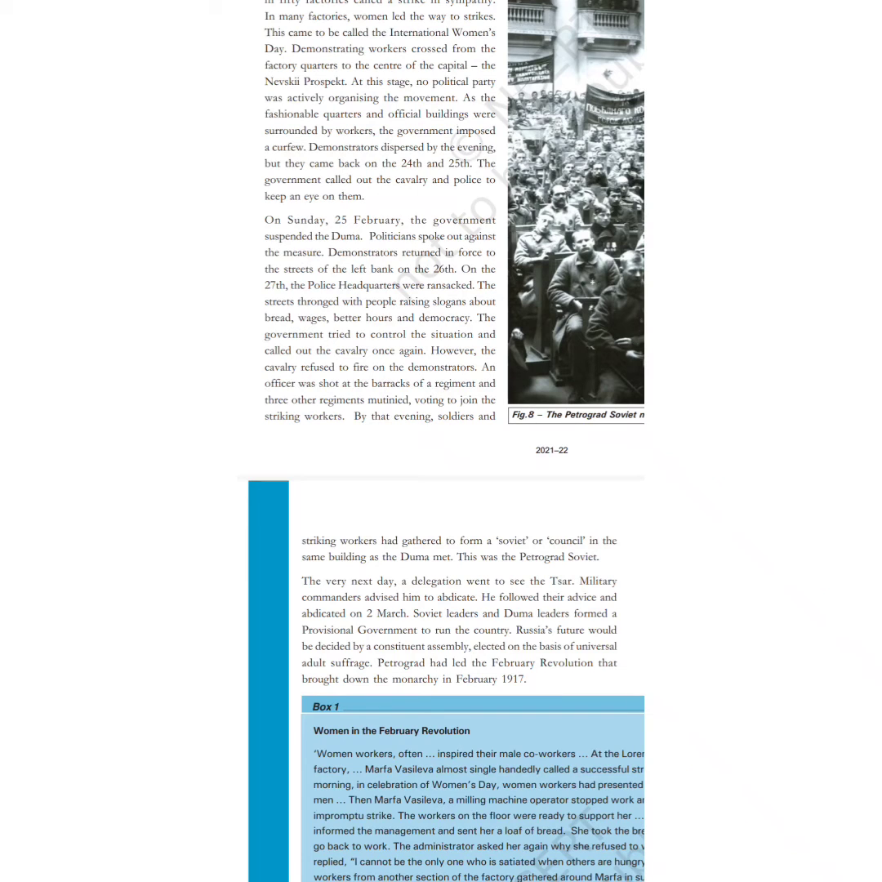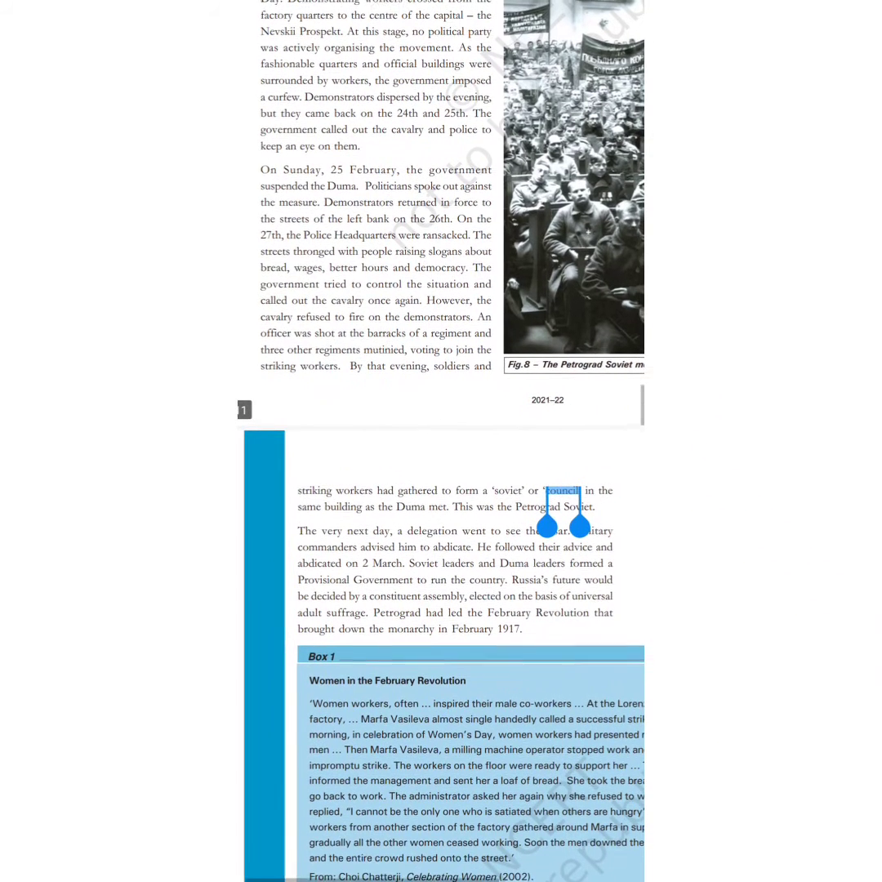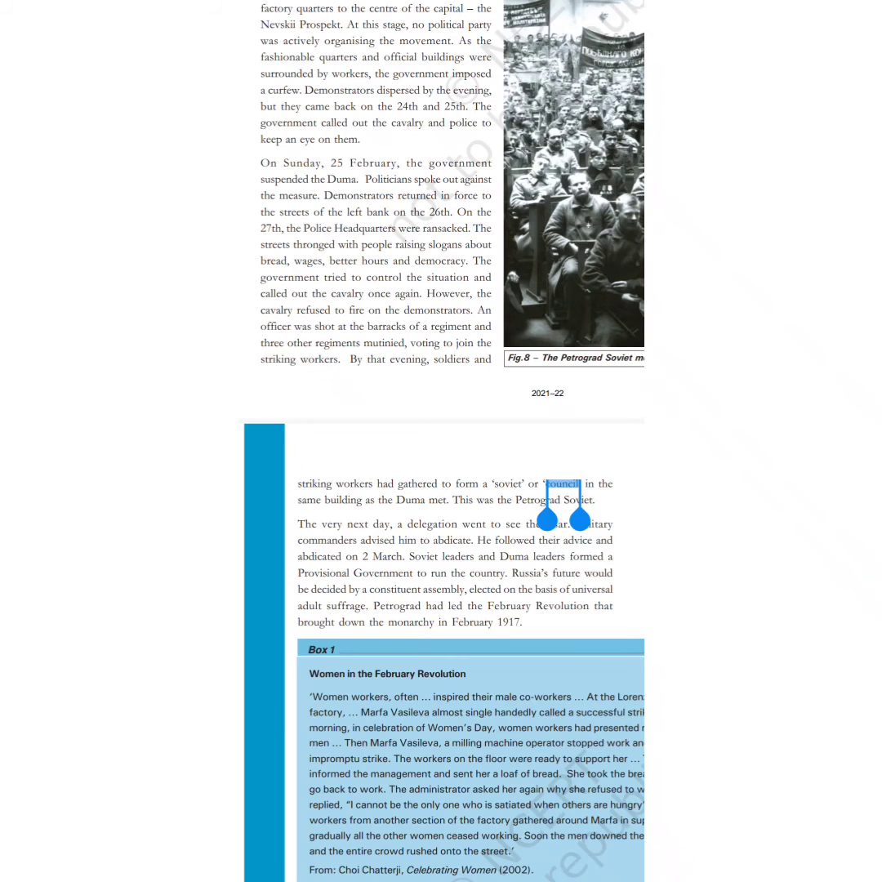Furthermore, class, Petrograd had led the February Revolution, which brought down the monarchy in February 1917. So you can see that in Petrograd, the monarchy was brought down, Tsar Nicholas ran away, a provisional government was formed, and democracy was established, chosen by the people through universal suffrage.